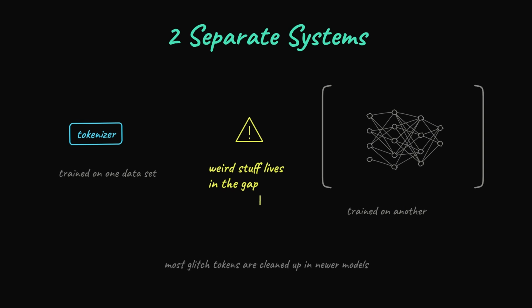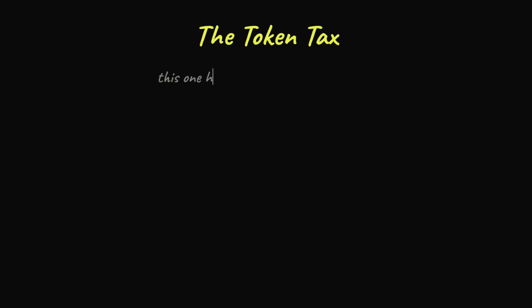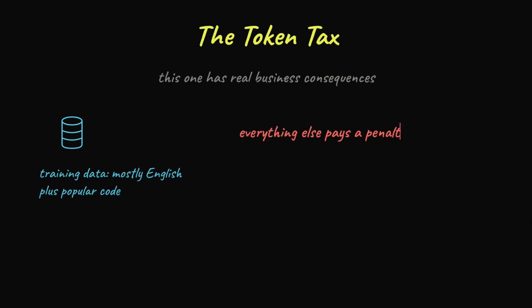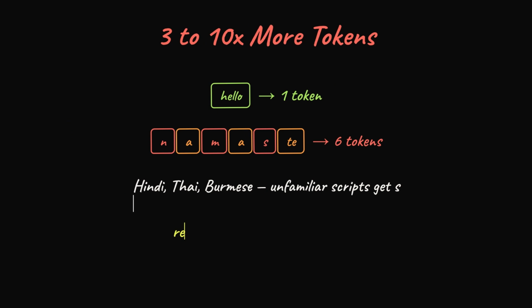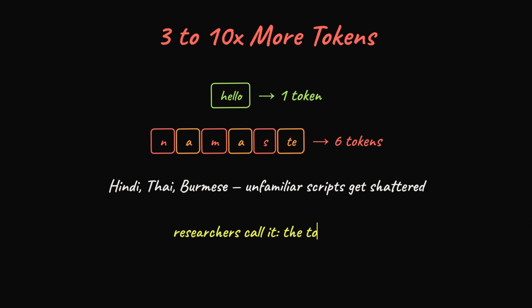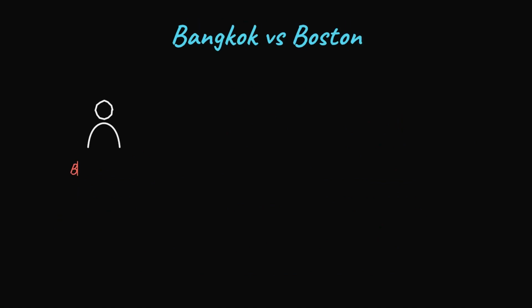One more thing that has real business consequences. Tokenizers are trained mostly on English and popular programming languages, which means everything else pays a penalty. Text in Hindi, Thai, or Burmese can cost 3 to 10 times more tokens than the same meaning expressed in English, because those scripts get shattered into tiny fragments. Some researchers call this the token tax. So a user in Bangkok literally pays more per sentence and fits less into the context window than a user in Boston for identical API pricing.